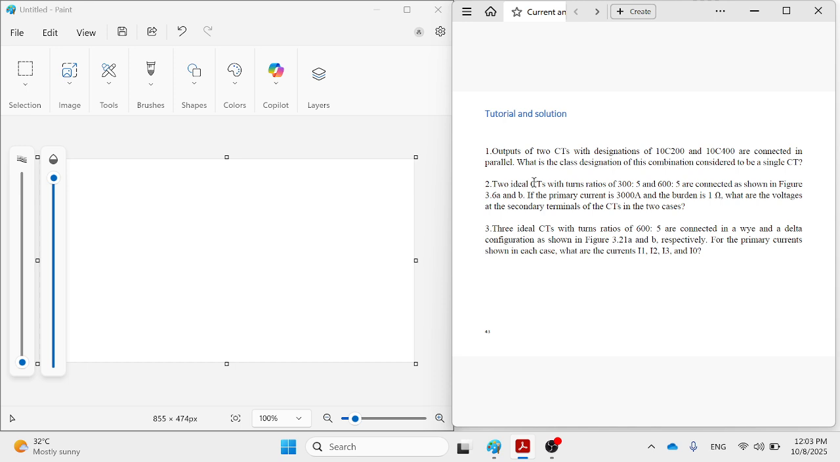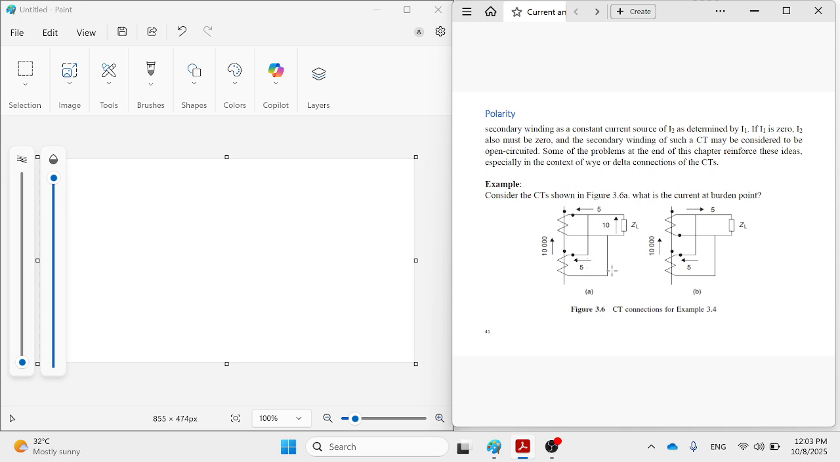Two ideal CTs, with the ratios given, one 300 to 5 and one 600 to 5, are connected as shown in the figure, correct? Figure 6A and B is this one. You can see figure 6. So the example here is given also. To be clear, one of the CTs is connected in the way that improves the output, so the currents add up to each other. The other one is going to cancel each other.